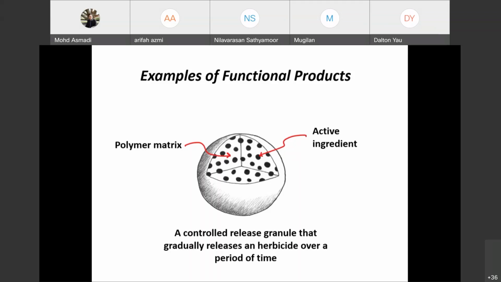Okay, pharmaceutical capsules. Okay, transdermal patch, we call it also handy plus. Okay, that one we can use to deliver active pharmaceutical ingredients through your skin, right? Okay, so that is all the examples of the functional products.